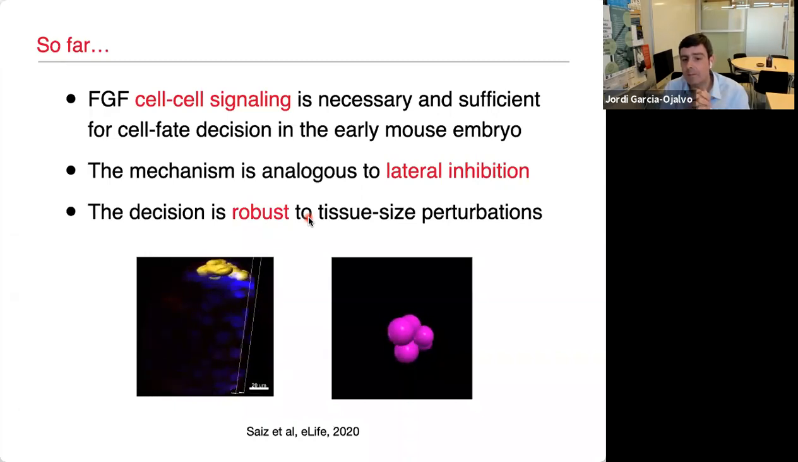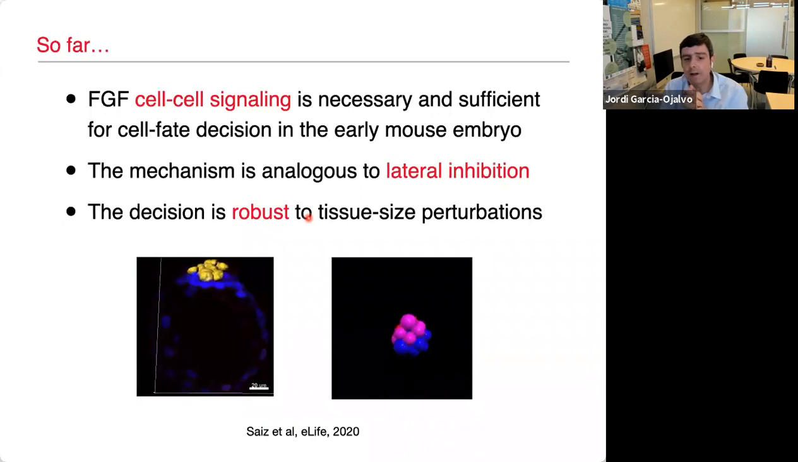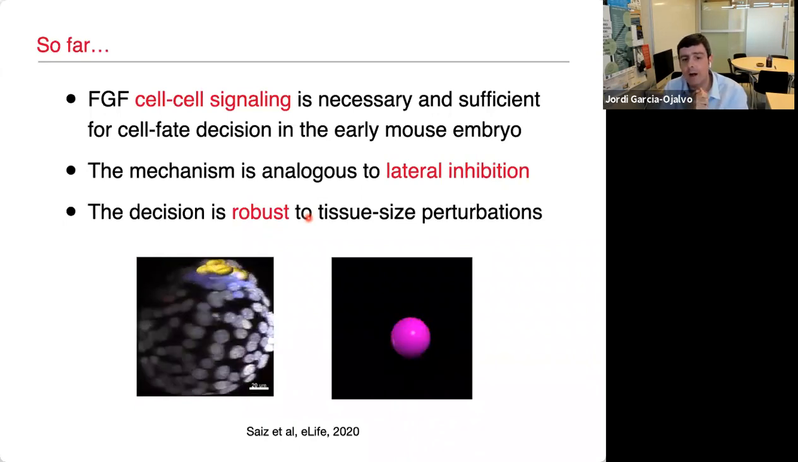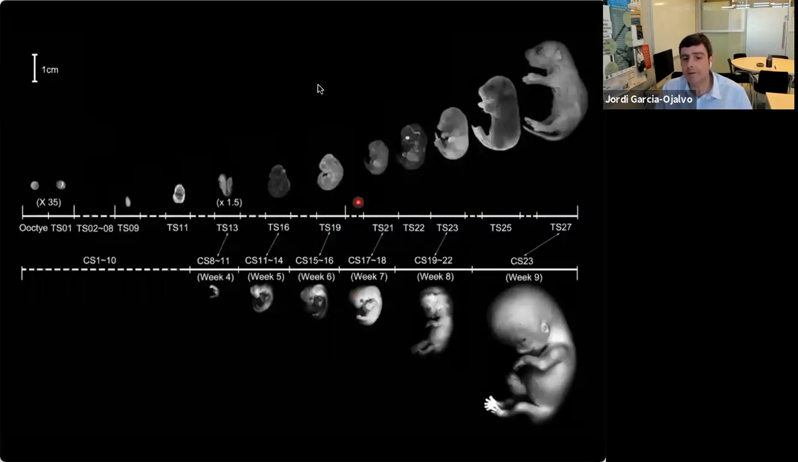And now let me spend a few more minutes, if I still have a bit more time, going back to the distinction between mouse and human. So as Laura was also pointing out in her talk yesterday, okay, we learned something from mice. How does this translate into humans? And I was referring to this similarity between the two embryonic development processes in these two organisms.